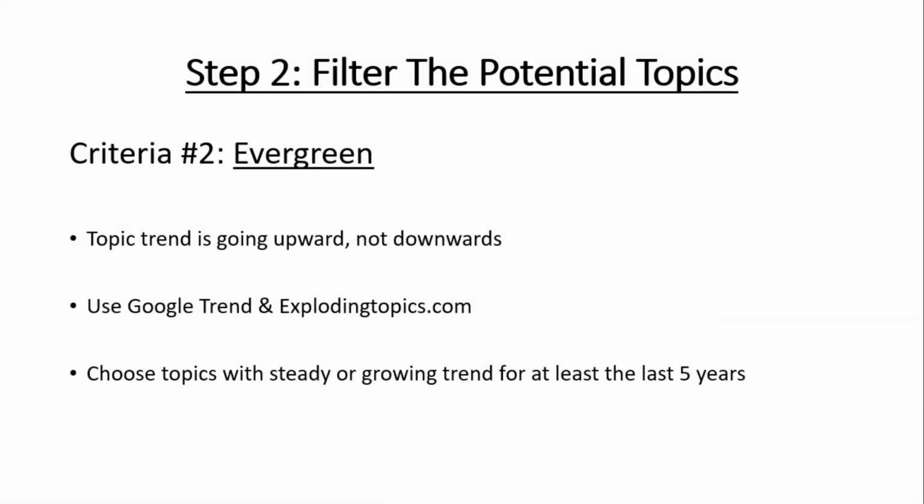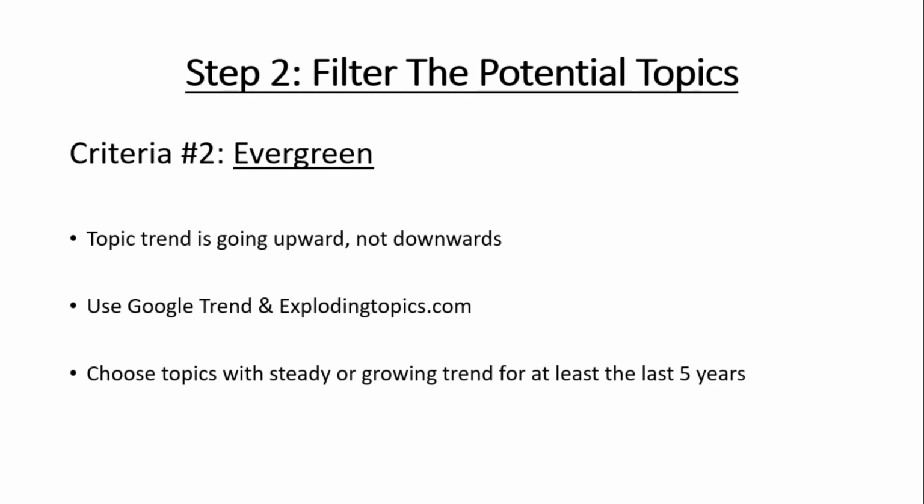Next, the second criteria: is it an evergreen topic? What I'm saying here is, if it is evergreen, then the topic will continue to be discussed, or people will still continue to search for it for the next 10 to 15 years to come. It is okay to have fluctuation or seasons for the topic you choose, for example hunting. You just want to make sure that the topic trend is going upward, not downward.